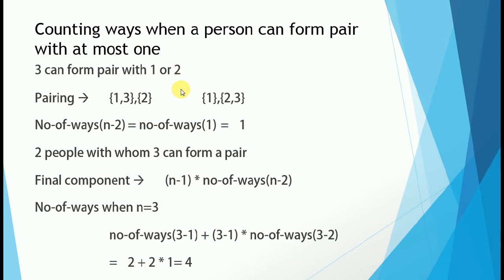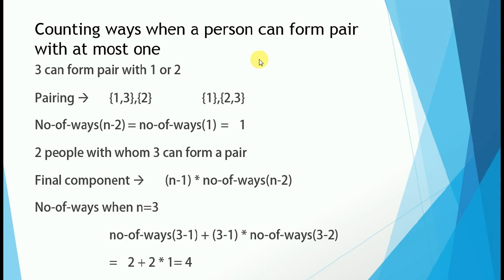Now, how can 3 form a pair with 1 or 2? So, 3 can either form a pair with 1. So, the pattern becomes 1 and 3 taken together and 2 as a single person. Or, 3 can form a pair with 2. Then, the pattern becomes 1 as a single person and 2 and 3 taken together. The point is that he could form a pair with 1 person at a time. But look at the remaining individual in the 2 arrangements. That means 2 in the first arrangement and 1 in the second arrangement.